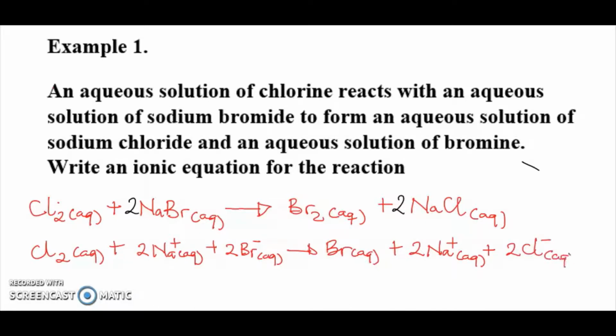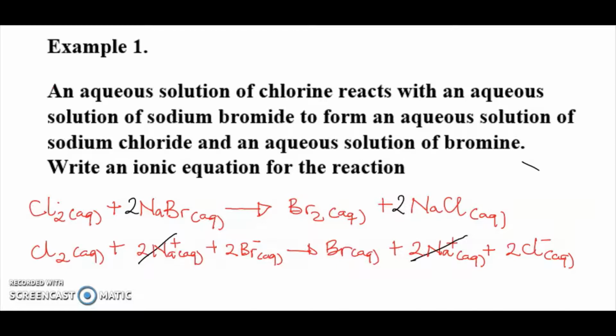Aqueous. Now we have to cross out the ions that are identical. So let's see what we have. Here we can see that we have 2 sodium ions to the left and 2 sodium ions to the right. So we're going to cross out the sodium ions.